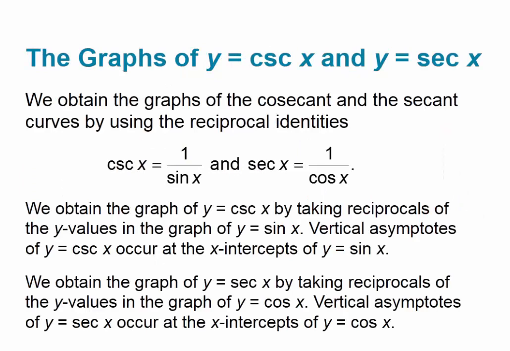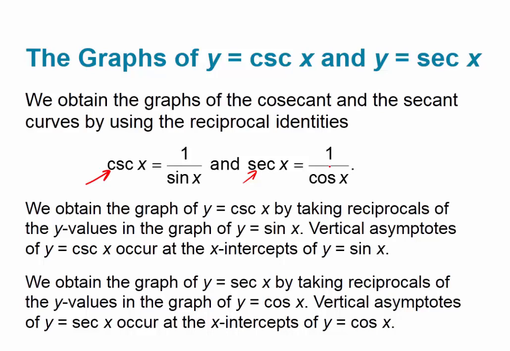The graphs of y equals cosecant of x and y equals secant of x. We obtain the graphs of cosecant and secant curves by using the reciprocal identities. So remember, the cosecant is equal to 1 over the sine. The secant is equal to 1 over the cosine.